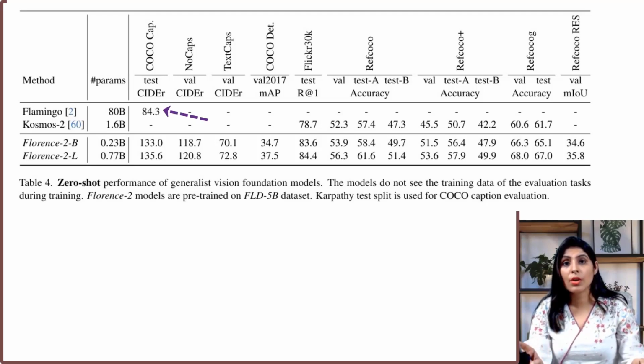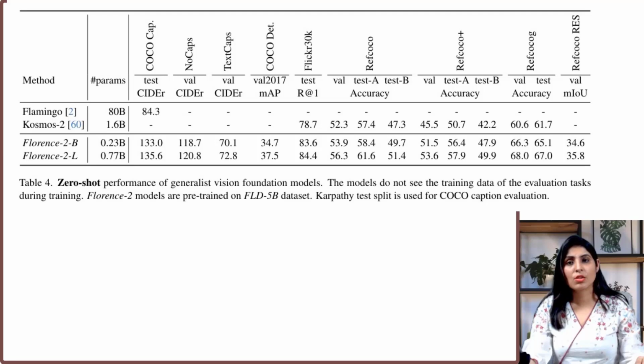And you can also note here that Florence-2 uses fewer parameters as compared to Flamingo. The Flamingo model has 80 billion parameters and the Florence-2 model has 77 million parameters. But still it achieved a 135.6 CIDEr score, and the Flamingo model achieved an 84.3 CIDEr score. Like this you can see other comparisons also in this table.